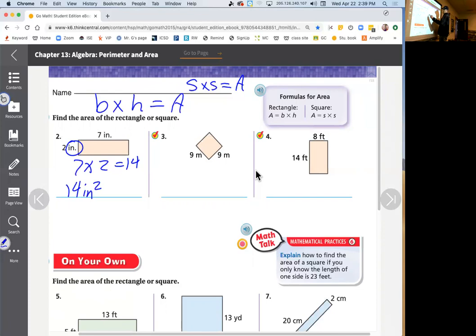So now we got a square. We just go 9 times 9 equals 81. So 81, what's the unit? The unit is meters squared.